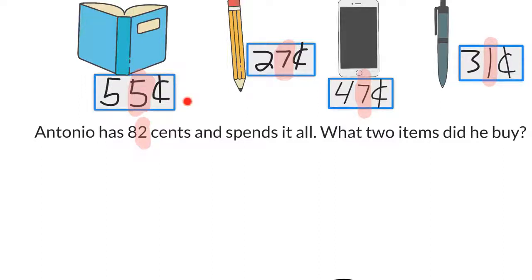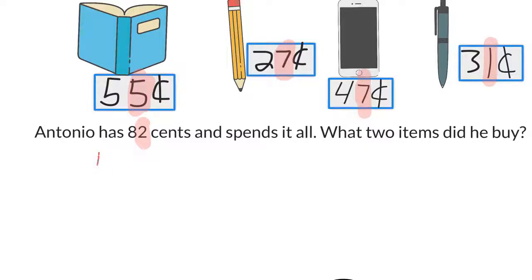The problem here is we have 7 plus 5 for the pencil and book, but we also have 7 plus 5 for the book and the iPhone. So that's going to affect our tens place. So now what we can do is a guess and check. So I'm going to try the book plus the iPhone to see if it gives me 82 cents.